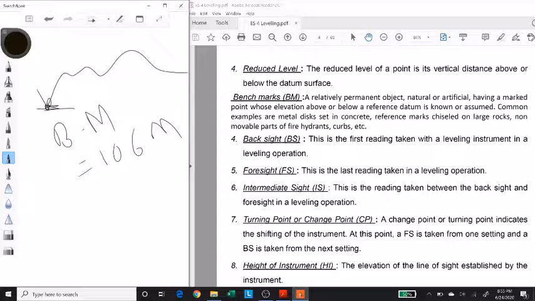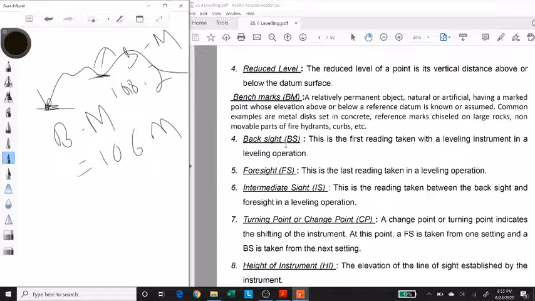So any point whose reduced level is known can become your benchmark. So when I perform leveling and I find out the reduced level of this point, which would be greater than 106 because it is at a greater height, let's say it is 108.2. Now this point has now also become my benchmark since its reduced level is known. So whenever you find out elevation of a point above or below the datum, that point becomes your benchmark or your new reference point.